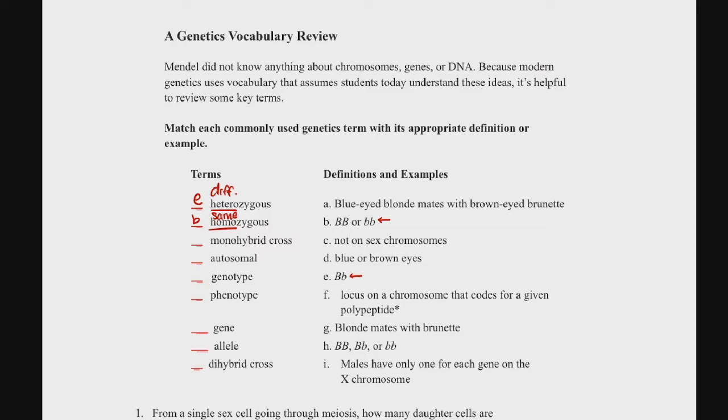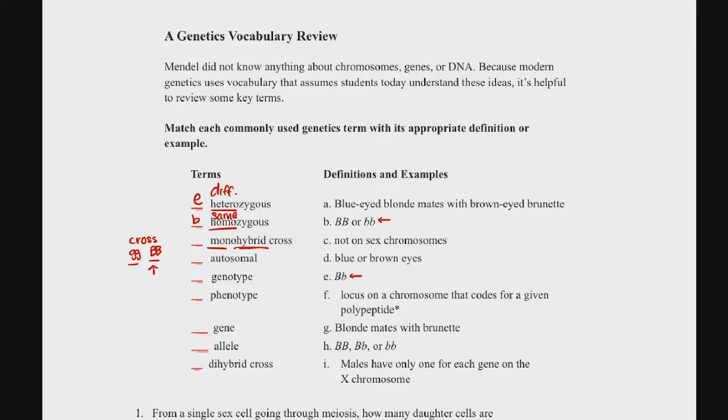The next one is monohybrid cross. And so with a monohybrid cross, the definition of that is just that there is a hybrid of two individuals with homozygous genotypes. So it's a cross between genotypes that are either like this or this. They just have to both be homozygous. And that's why we say hybrid cross, and mono is referring to a one allele cross.